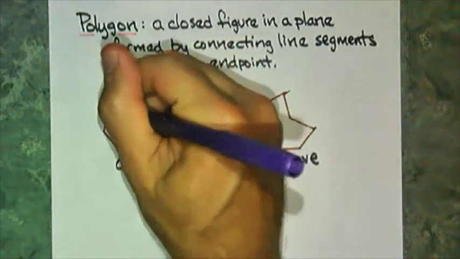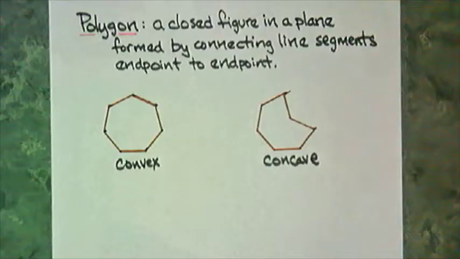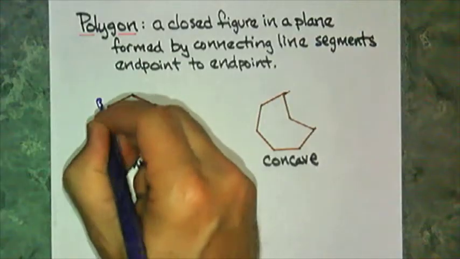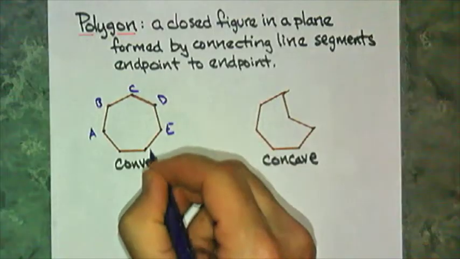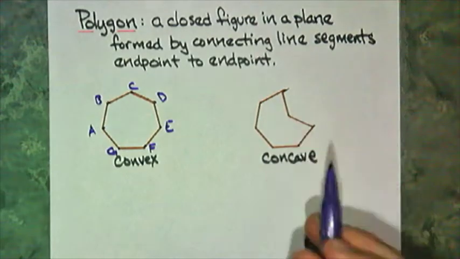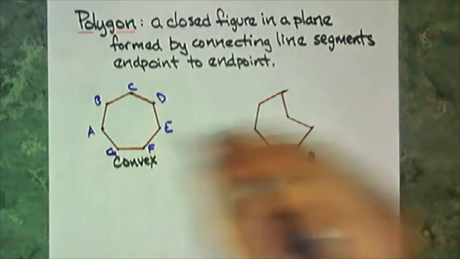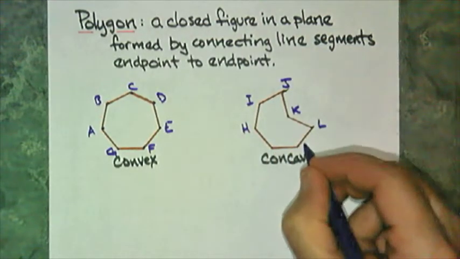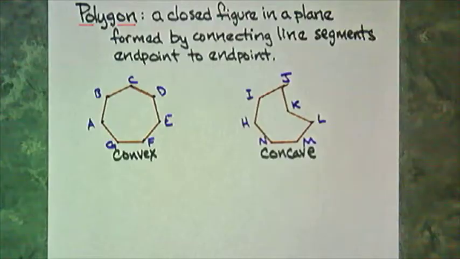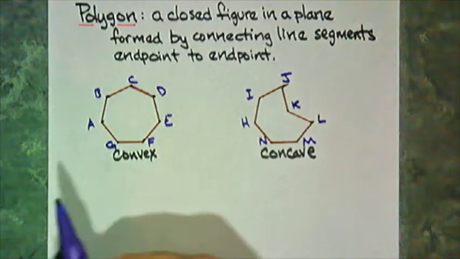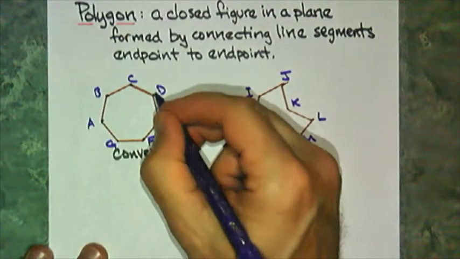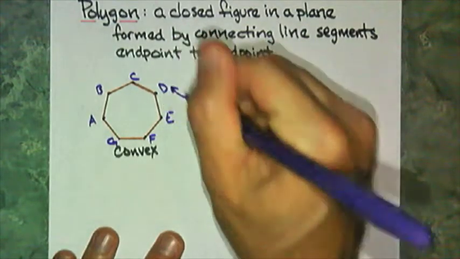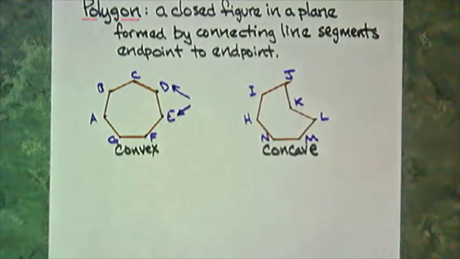First off, I want to look at these vertices. Let's put some letters on here: A, B, C, D, E, F, and G. And I'll do the same letters over here. Maybe I shouldn't do the same letter G, so we'll do H, I, J, K, L, M, and N. Different polygons, different points. I have all those points, and D and E are next to each other. Yes?